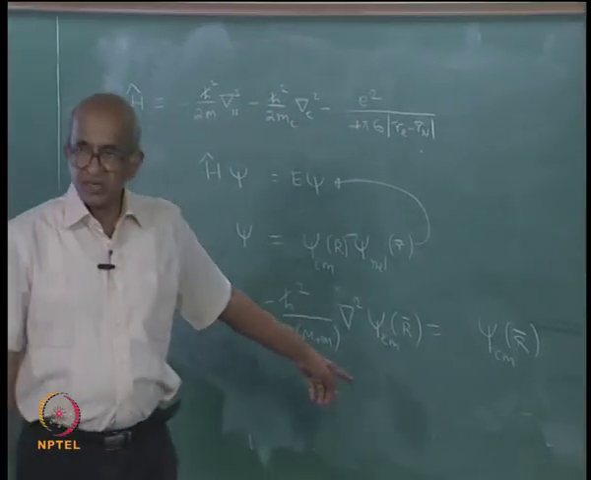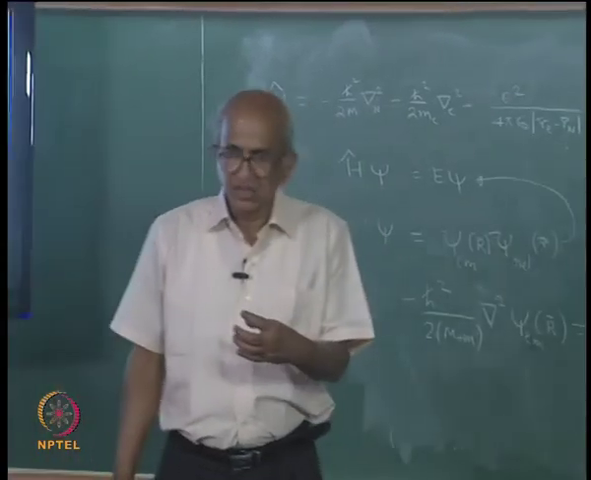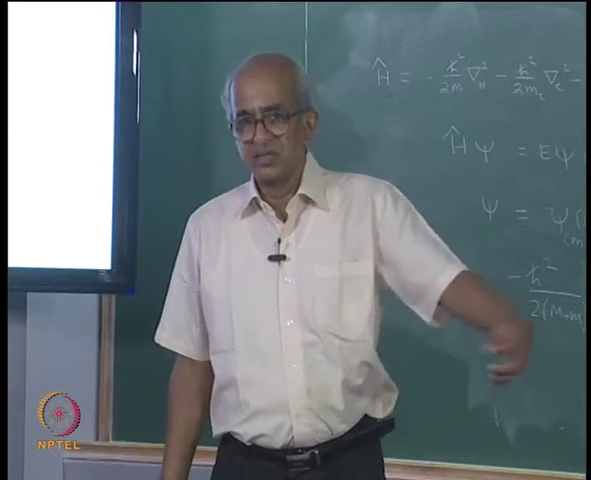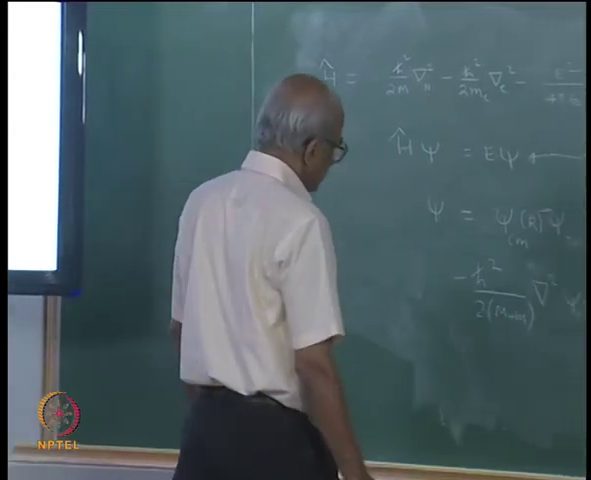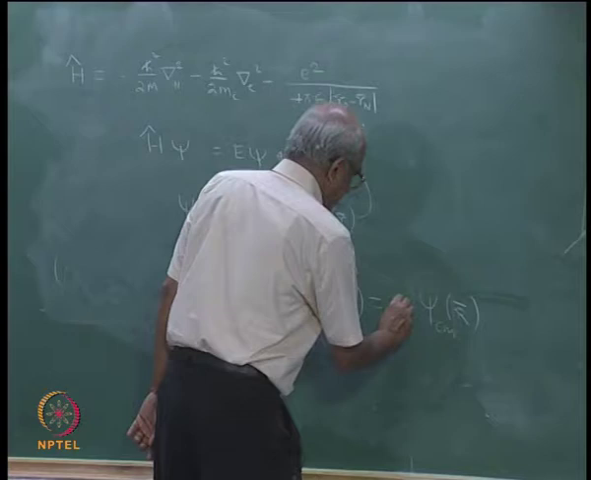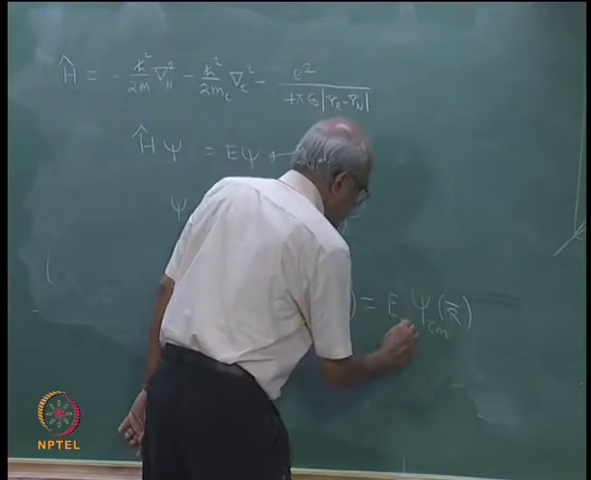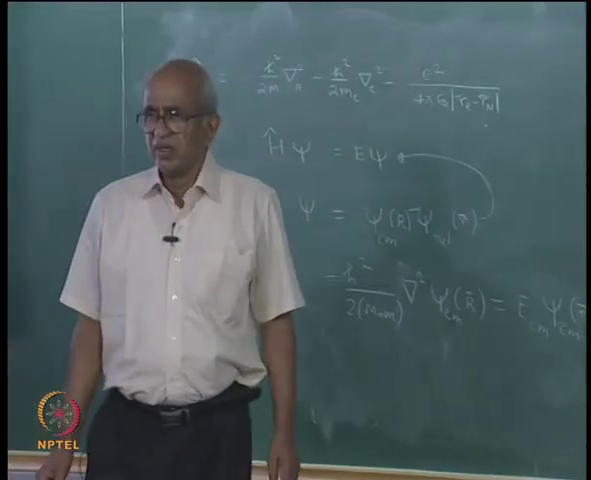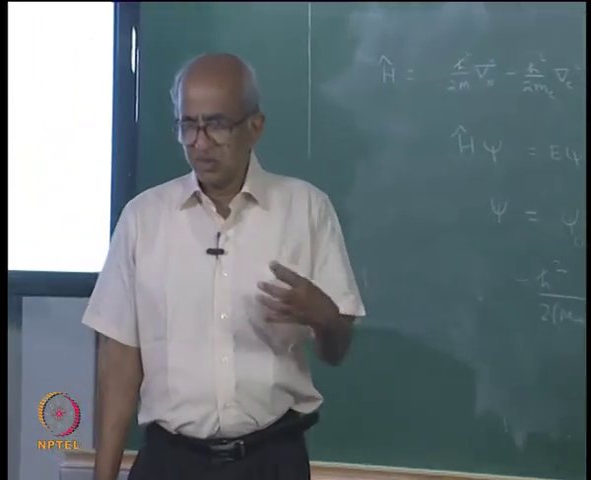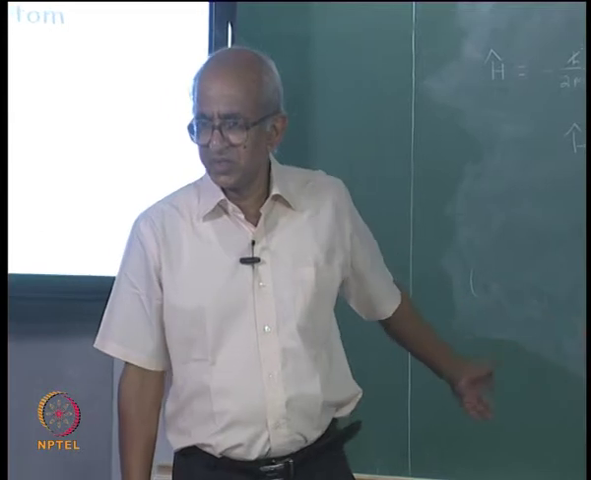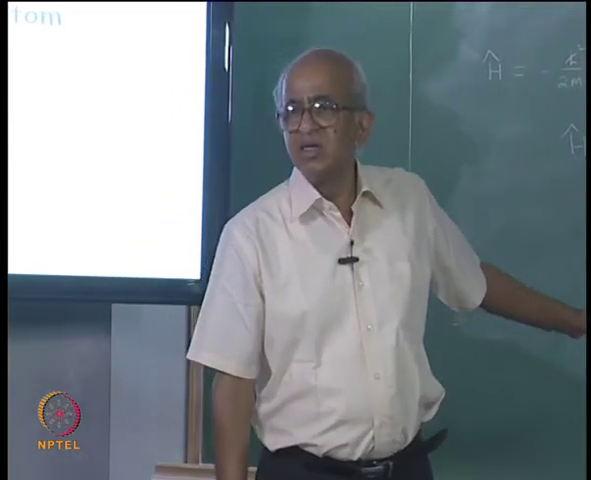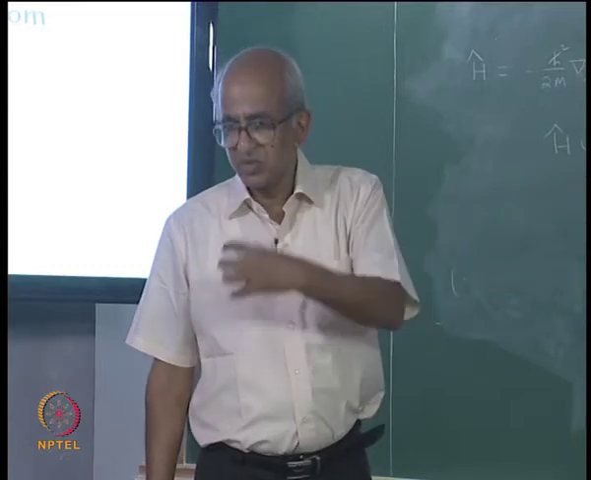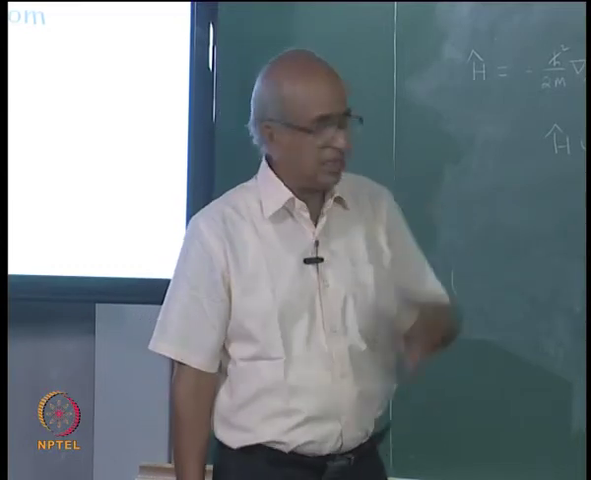I have not written the constant, but this constant will actually represent the translational energy of the hydrogen atom. So, I will write it as E, but I will put the subscript cm just to remind you that it is center of mass motion, and this energy is the energy of the system due to its translational motion as a whole.